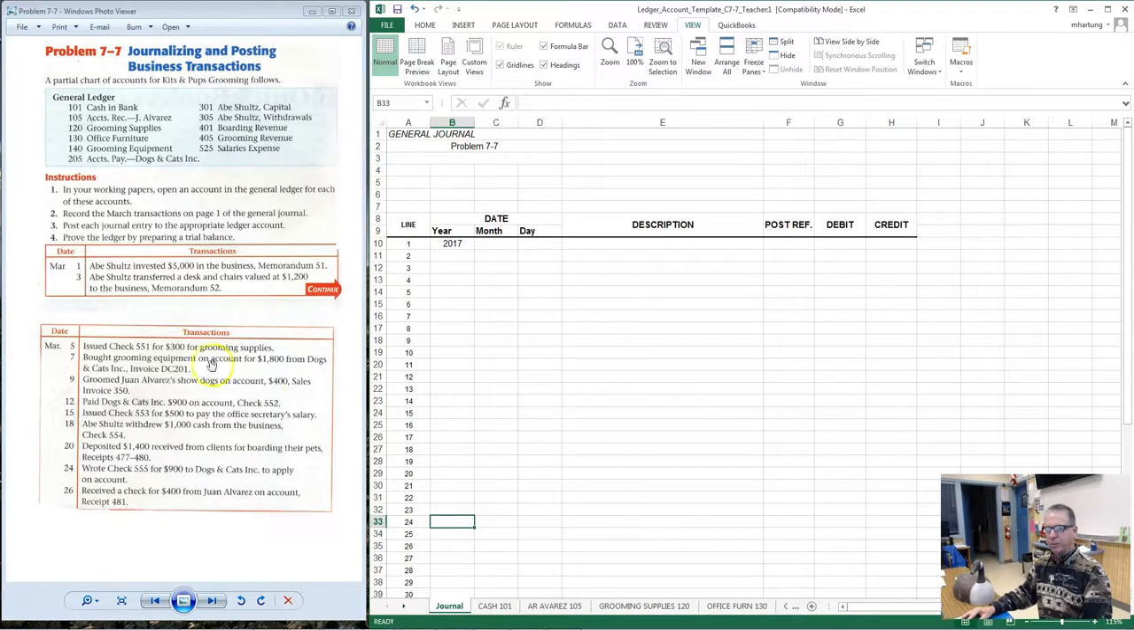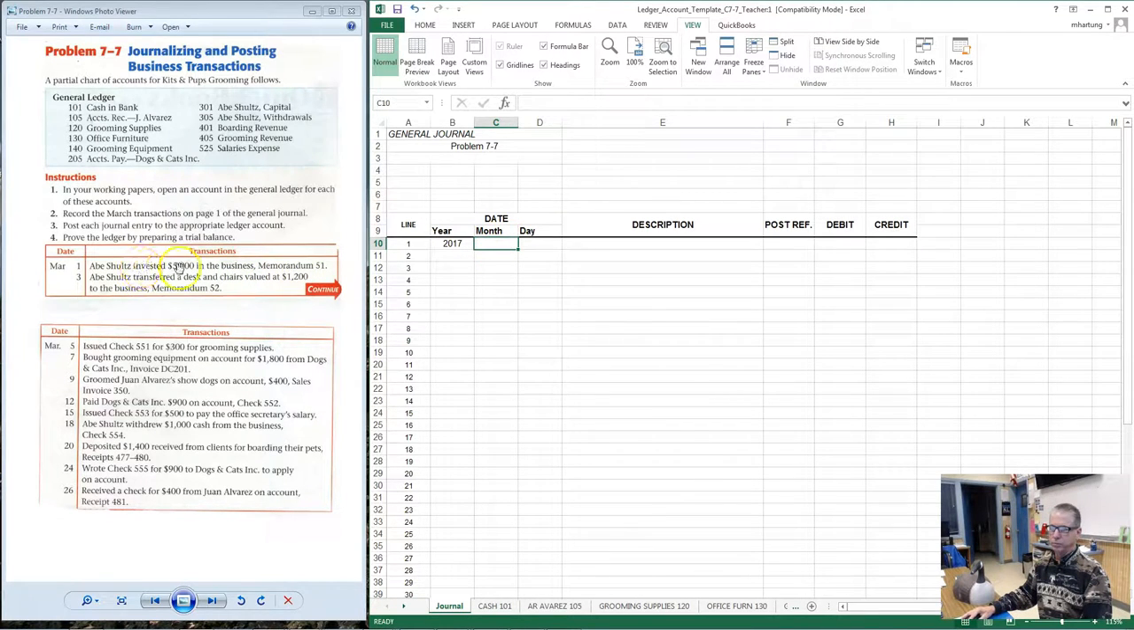So the first step is that we're going to go through and journalize all these transactions, and then we will post them. So first up, let's take a look at our first transaction. Abe invested $5,000 in the business, source document memo number 1.